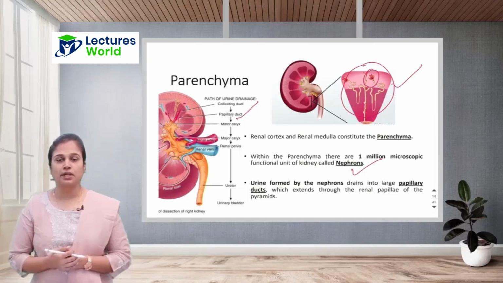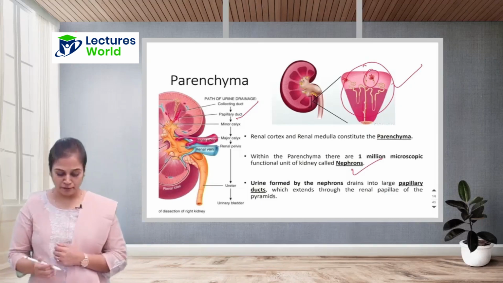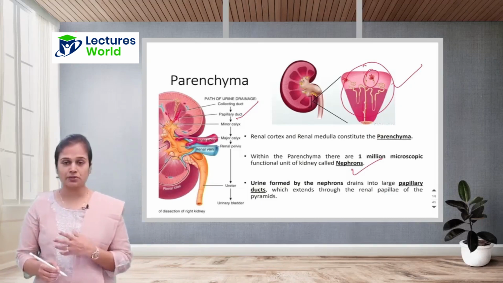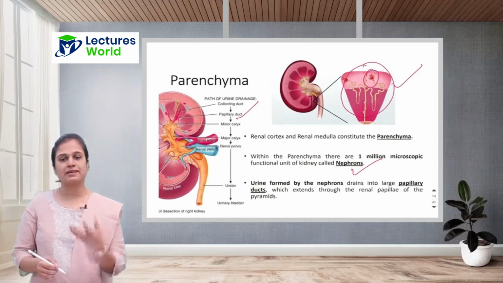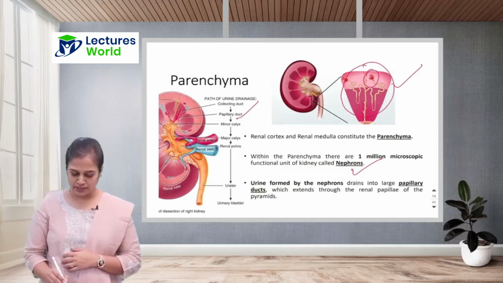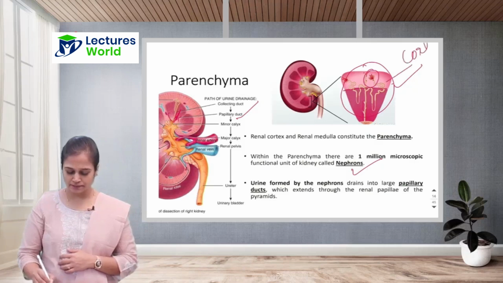One more thing about the nephrons: they lie in the renal cortex as well as in the renal medulla. You can see there is a color difference. This is the cortex and this is the medulla.